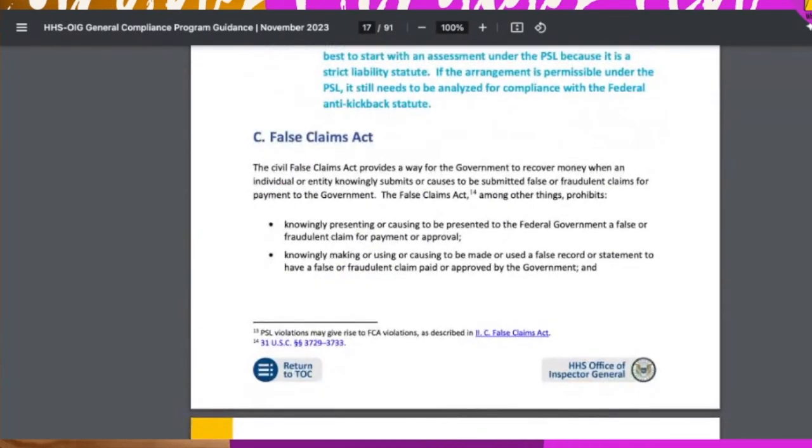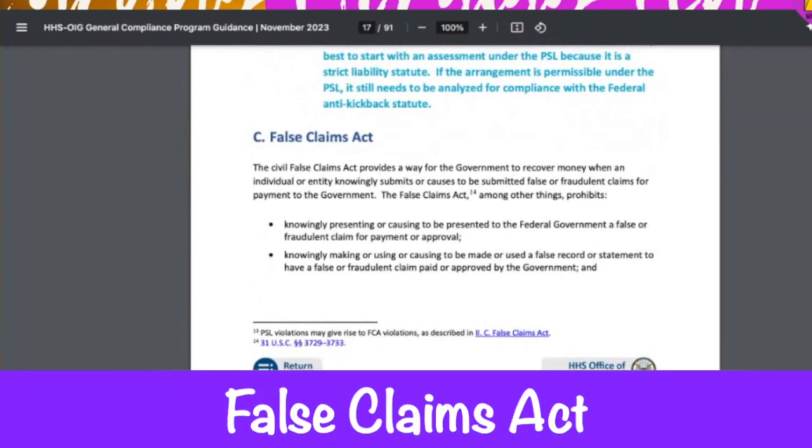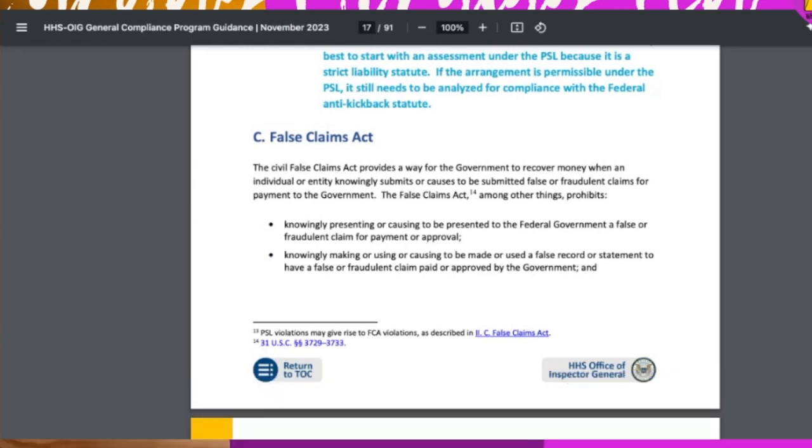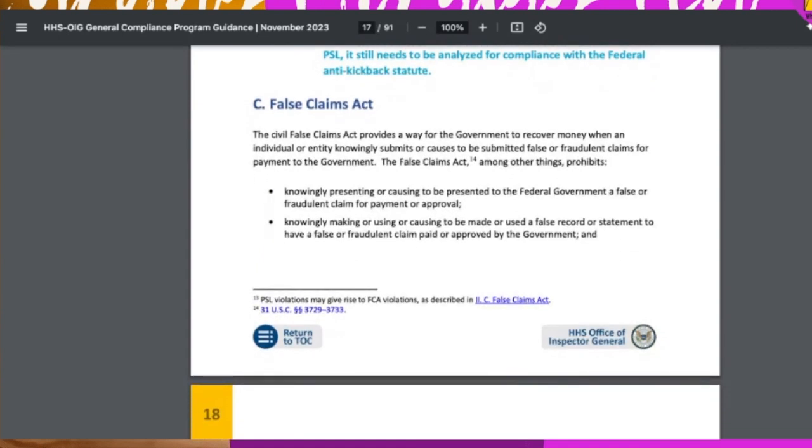The big one, Cadillac of them all, the False Claims Act. The Civil False Claims Act provides a way for the government to recover money when an individual or entity knowingly submits or causes to be submitted false or fraudulent claims for payment to the government. The False Claims Act, among other things, prohibits knowingly presenting or causing to be presented to the federal government a false or fraudulent claim for payment or approval.